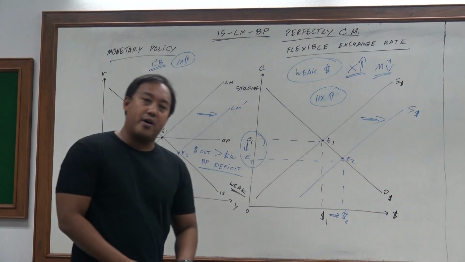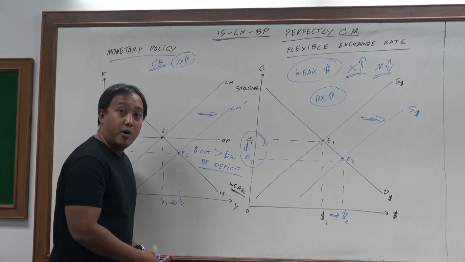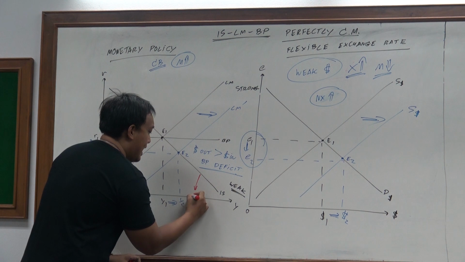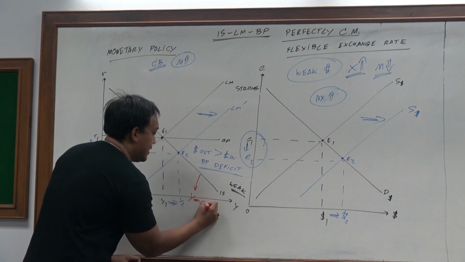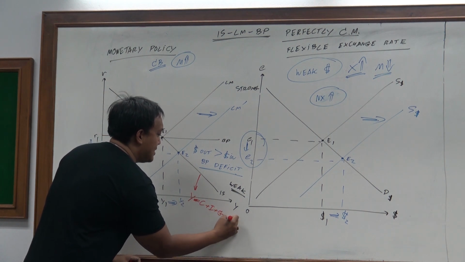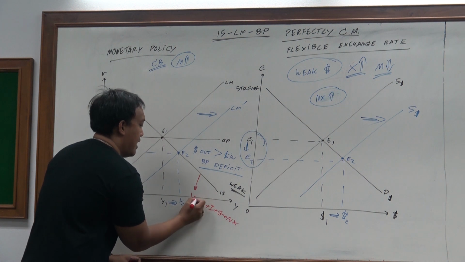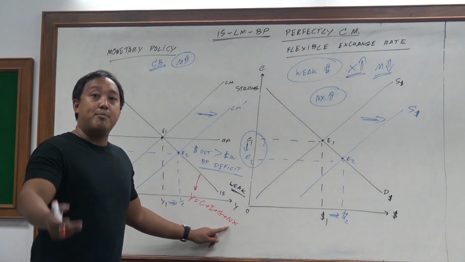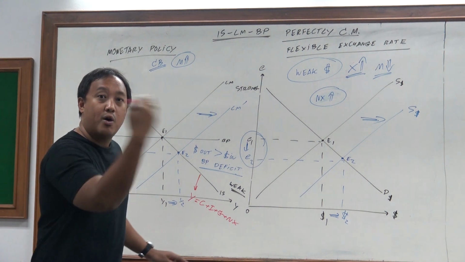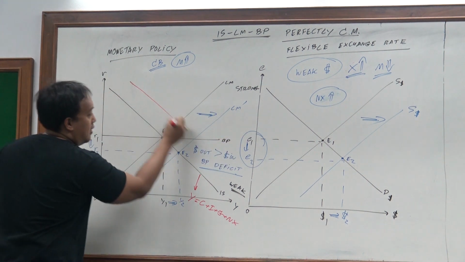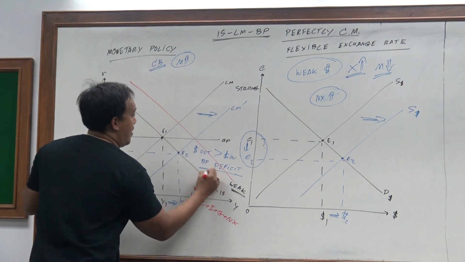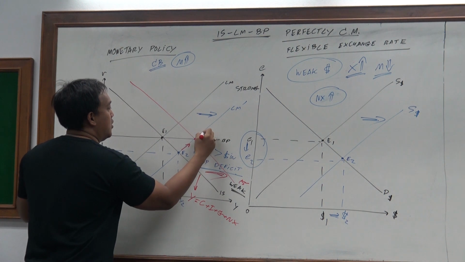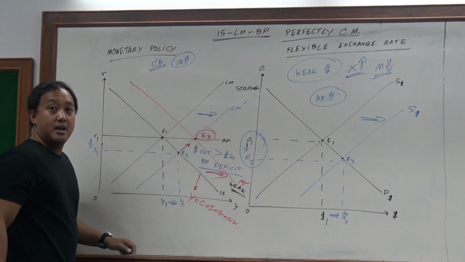Where is NX in the model? Remember, NX is hiding in the IS curve. The IS curve is Y equals C plus I plus G plus NX. If NX is increasing, it's good for the economy because you earn more money. The IS curve is going to shift to the right. I use the red color. Shift to the right, then the equilibrium point changes again from E2 to E3.